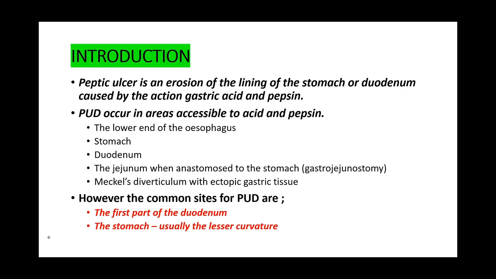However, we should note that peptic ulcer disease is common in the first part of the duodenum, and we are going to see the reason shortly, and the stomach, usually in the lesser curvature of the stomach. It is commoner in the lesser curvature as compared to the greater curvature of the stomach.